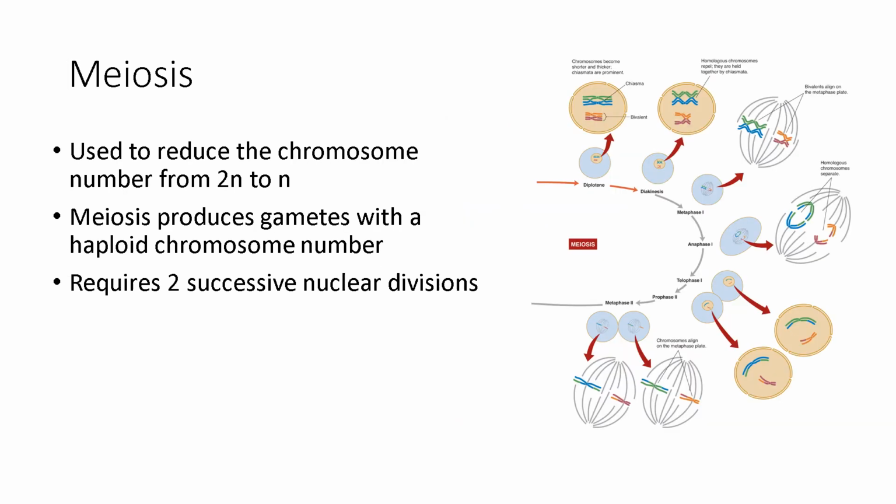Meiosis is a specialized form of cell division that reduces the chromosome number from diploid to haploid, producing gametes such as sperm and eggs. It consists of two successive nuclear divisions, meiosis I and meiosis II. The first division separates homologous chromosomes, and the second separates sister chromatids, resulting in four genetically distinct haploid cells.